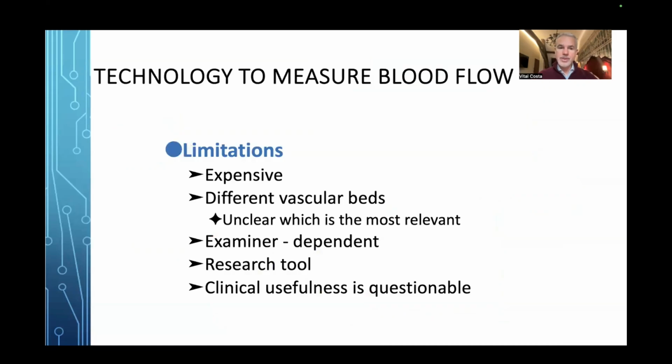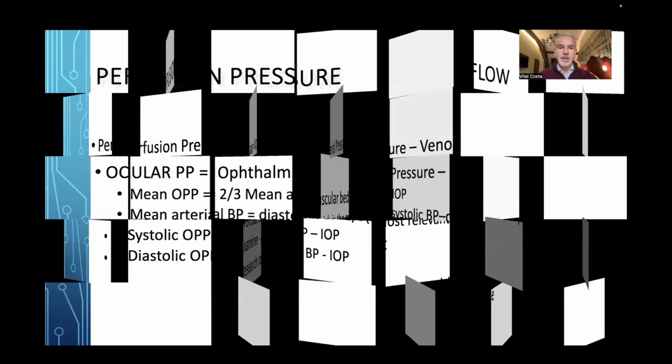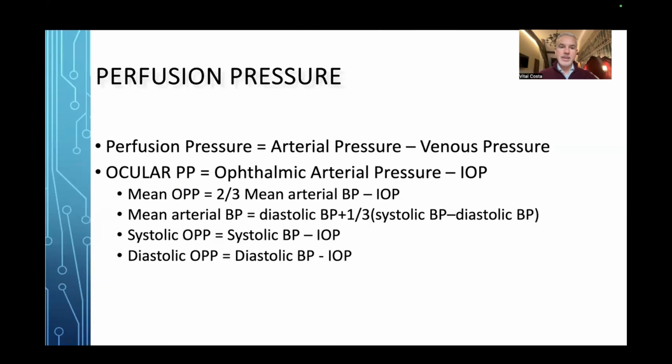However, all these devices are expensive. As I said, they measure blood flow in different vascular beds. However, it's unclear which is the most relevant vascular bed. All of them are examiner dependent. The consequence of this is that those devices are now used as research tools, and their clinical usefulness is questionable. This is why we ended up looking for another parameter that could indirectly indicate what's happening to the ocular blood flow, and that is perfusion pressure.